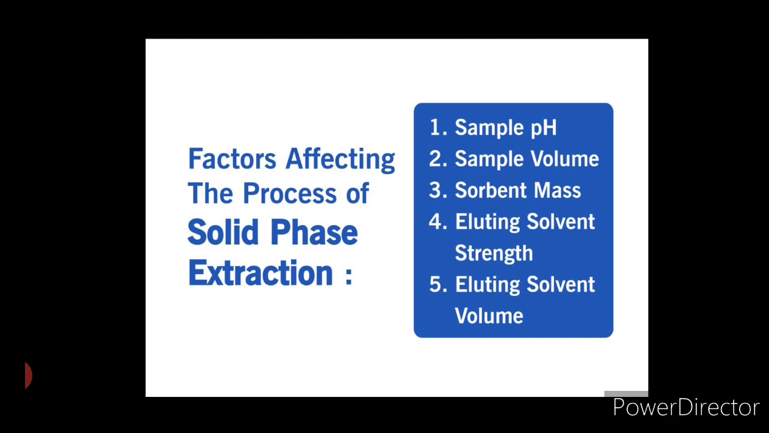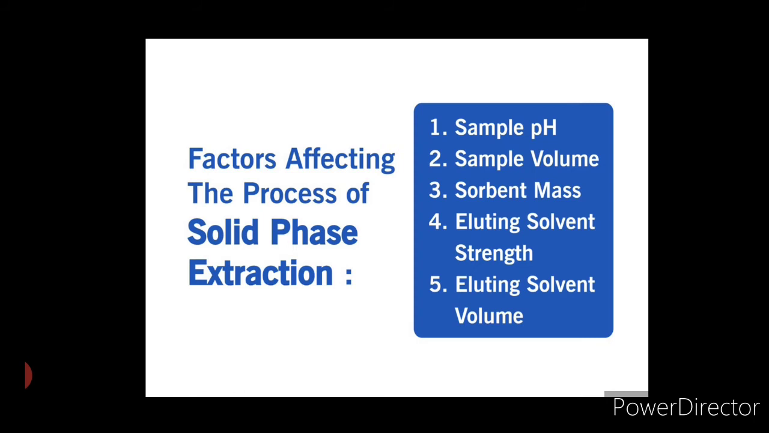Now let us understand each and every factor in detail. First, sample pH. If the compound is ionizable, the extraction will be pH dependent. If the appropriate pH is not maintained, elution of the analyte of interest may be difficult.